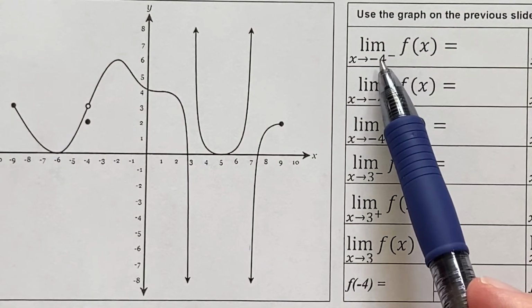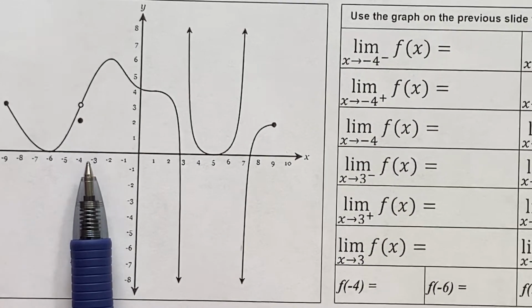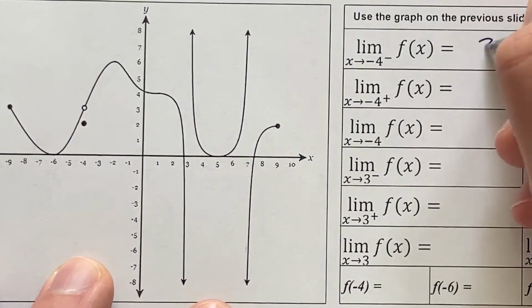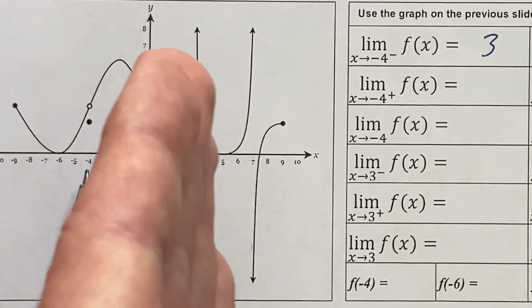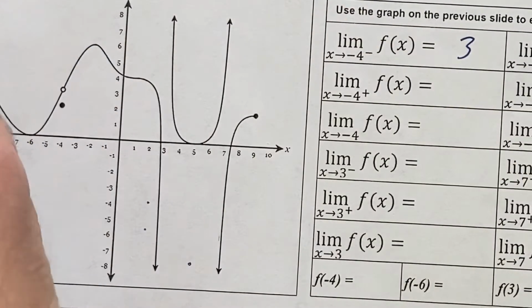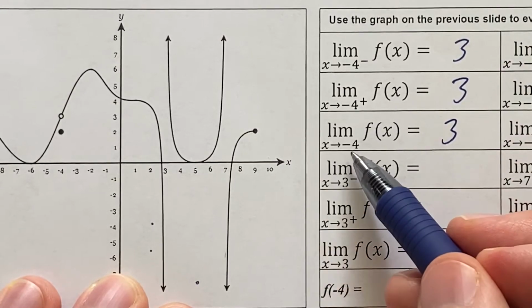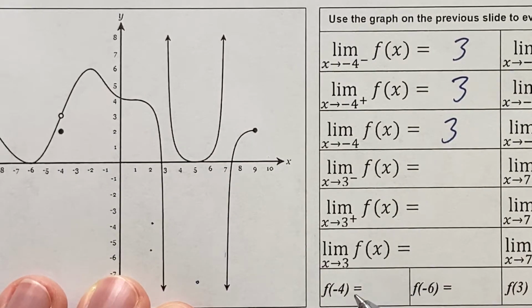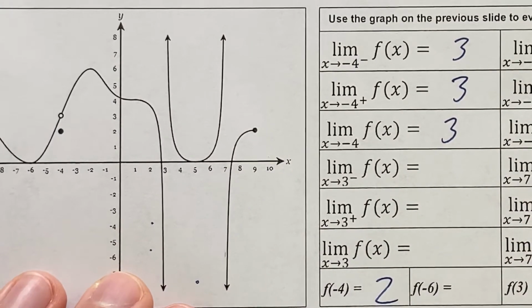All right, as we approach -4 from the left side, we're getting really, really close to a number, and that number looks like it's 3. Looking at -4 from the right side, looks like we're getting really, really close to 3 as well. Okay, so the limit from the left and the right is the same. Therefore, the limit as x approaches -4 is 3. Notice that would not be f of -4 though, because if I plug -4 into my function, the dot is at 2. Okay, that's important.